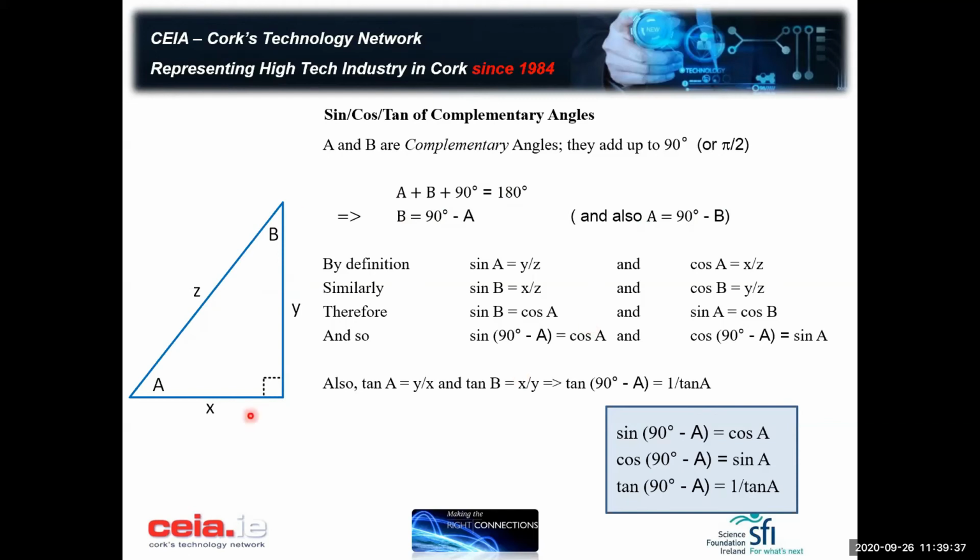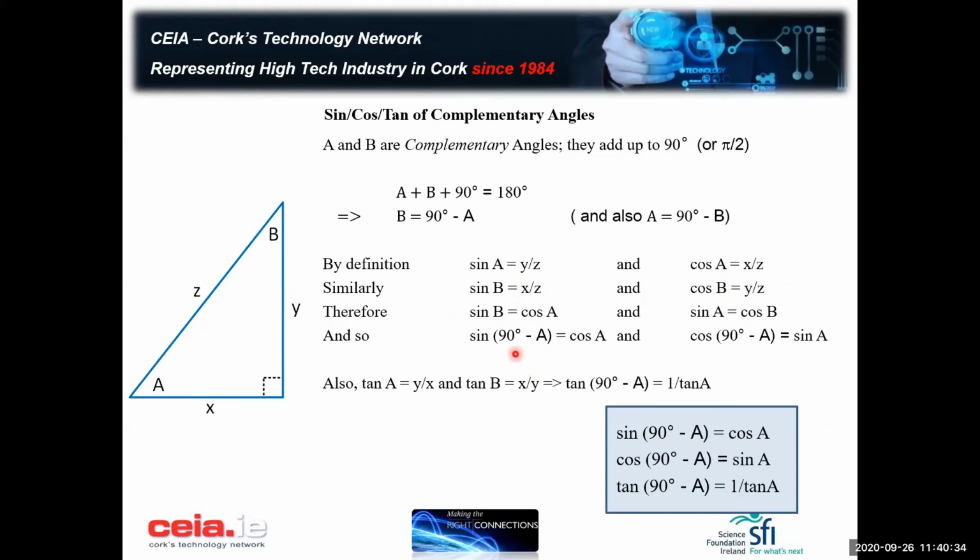Now, I've drawn it here with the sine of A, the opposite length here I've put in as Y, the adjacent is X. So the sine of A is Y over the hypotenuse Z, and the cosine of A is X over Z. However, if you look at the complementary angle B, its opposite line is X, so its sine is X over Z, and its cosine is the adjacent over the hypotenuse, which is Y over Z. So it's the opposite of what you were seeing for angle A. And there, you can see then sine of A is Y over Z, the cosine of B is Y over Z. So the sine of A is equal to the cosine of B, and vice versa.